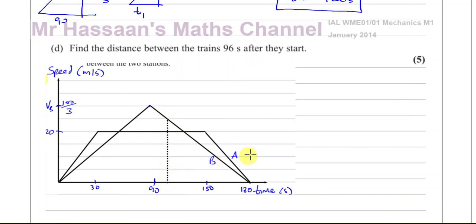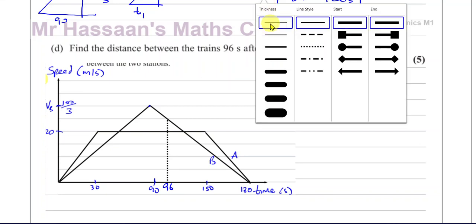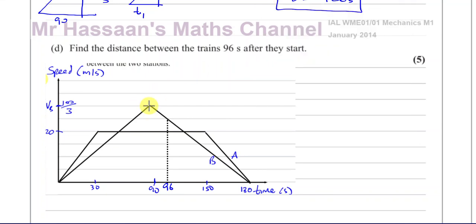So we want to find the distance between the two trains. Basically we want to find the area of this trapezium here up to 96 seconds, and the area of this triangle plus this trapezium after 96 seconds. So we have the area of this shape, which is made up of a triangle and a trapezium, and the area of this trapezium up to there.